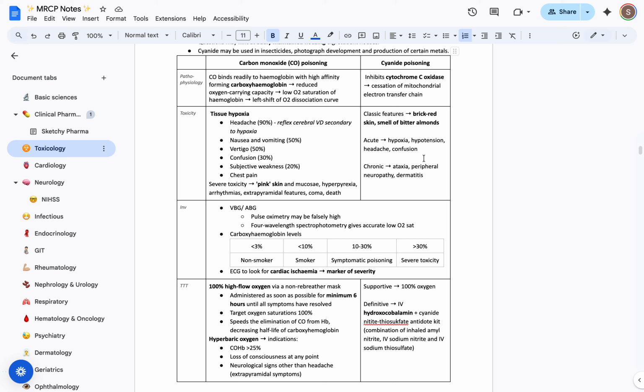Now, when do we give hyperbaric oxygen? We give hyperbaric oxygen if the carboxyhemoglobin is more than 25%, which is basically in severe toxicity, or if there are any neurological signs or loss of consciousness at any point. For cyanide poisoning, the definitive treatment is IV hydroxycobalamin, or the nitrite thiosulfate antidote kit.